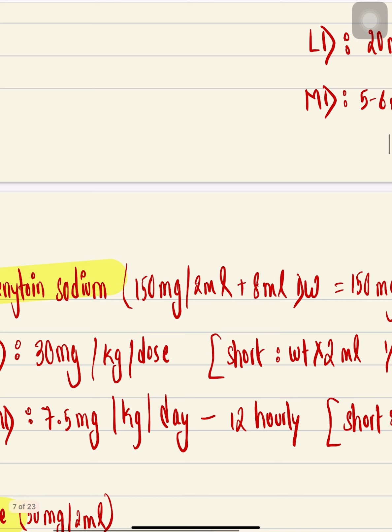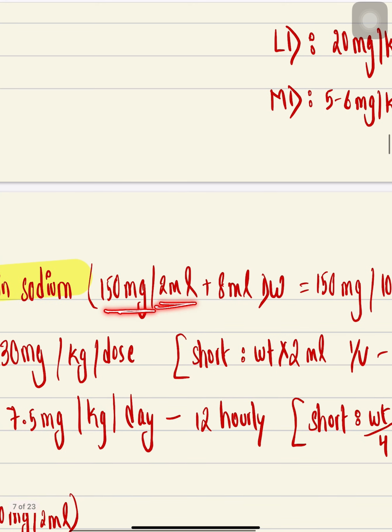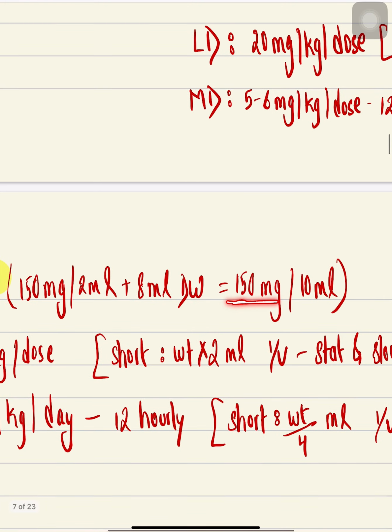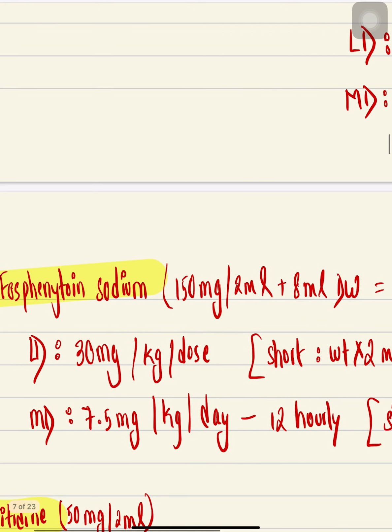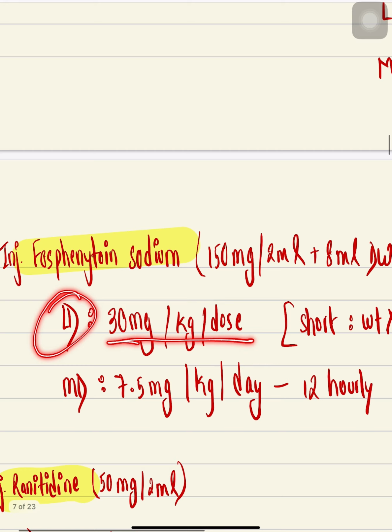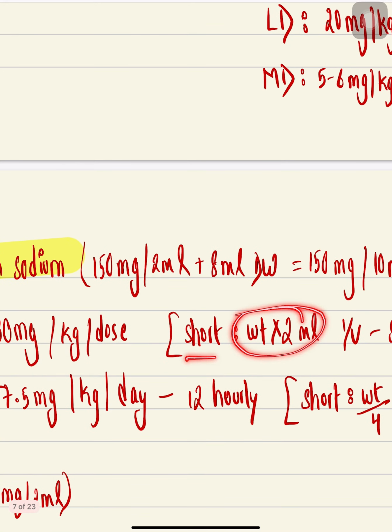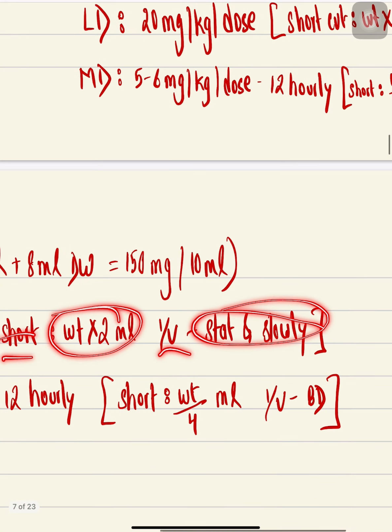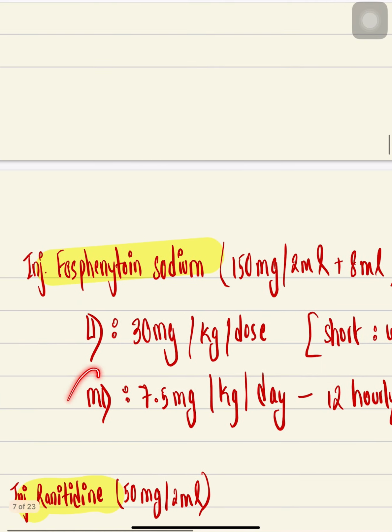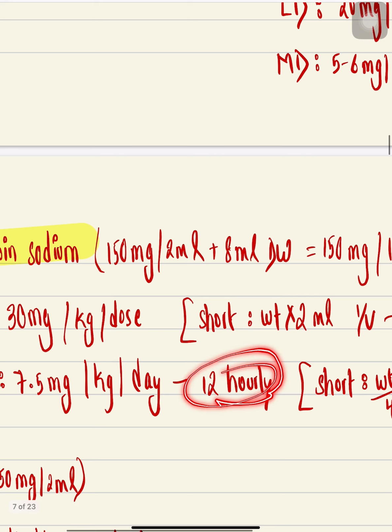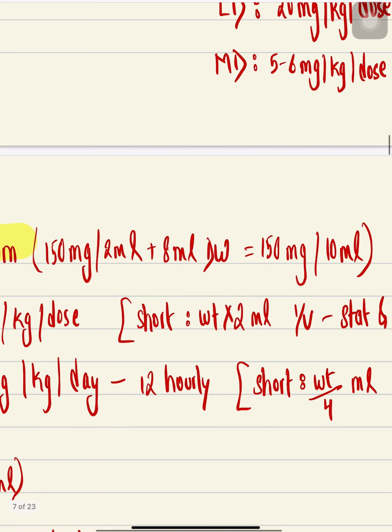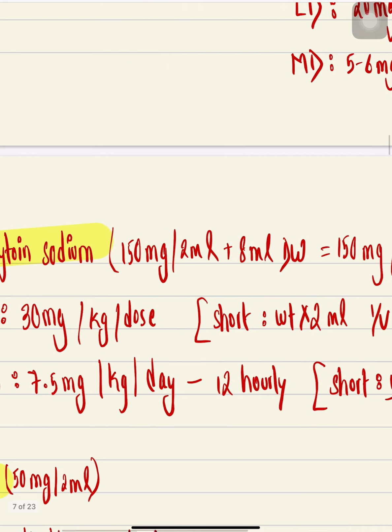Injection phenytoin sodium 100 mg over 2 ml, which is mixed with 8 ml to make 10 ml and becomes 150 mg over 10 ml. The loading dose is 30 mg per kg per dose. Shortcut is weight into 2. IV stat and slowly. And maintenance dose is 7.5 mg per kg per day, 12 hourly. Shortcut is weight by 4 ml IV BD.